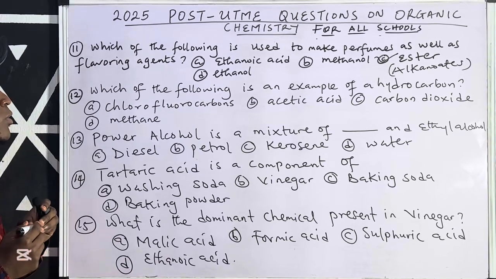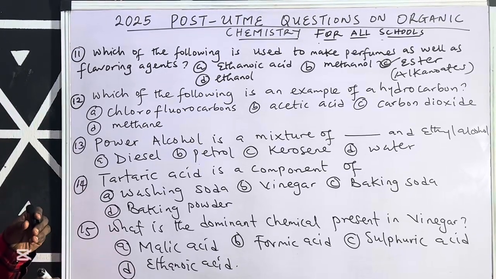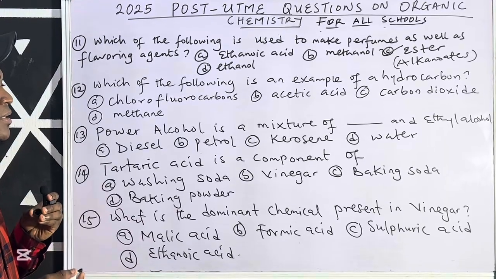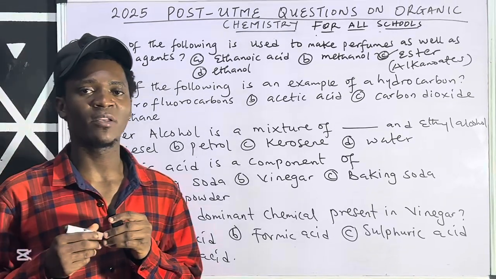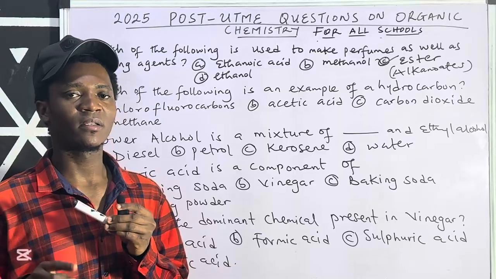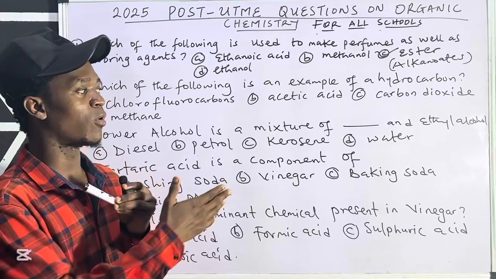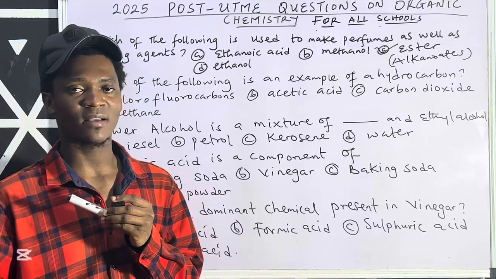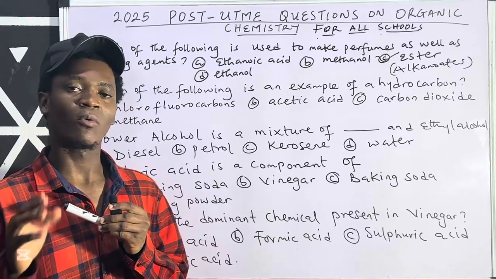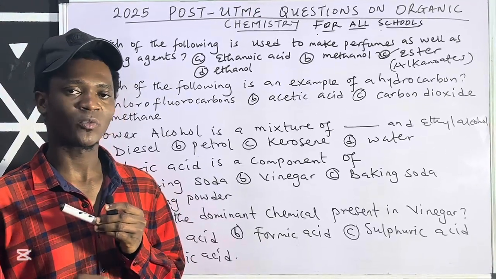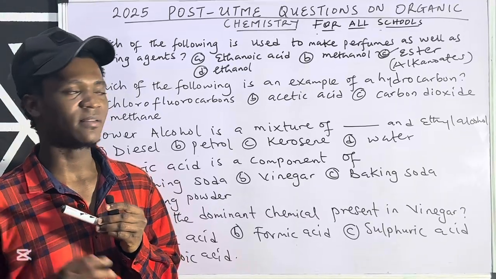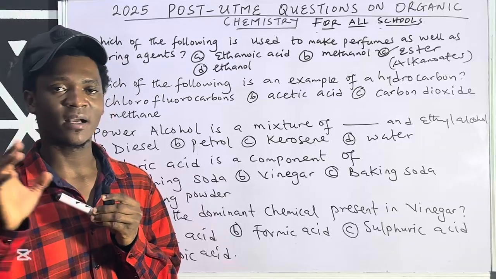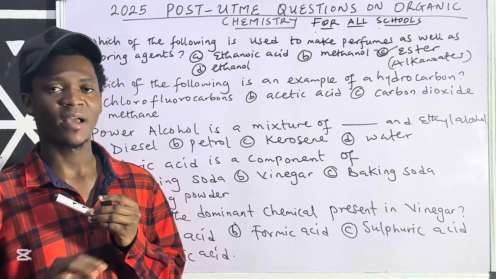Question 12. Which of the following is an example of a hydrocarbon? First and foremost, what are hydrocarbons? They are simply compounds that are made up of two elements only. And what are the two elements? From even the word hydrocarbon means it contains hydrogen and carbon only. What's the symbol of hydrogen? H. What of that of carbon? C. So if it contains any other element other than hydrogen and carbon, then it's not hydrocarbon.